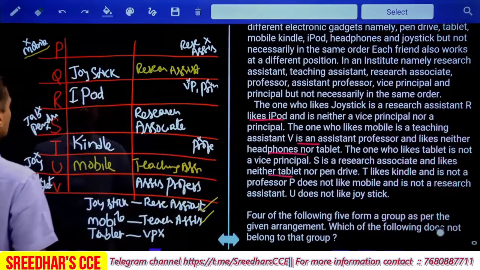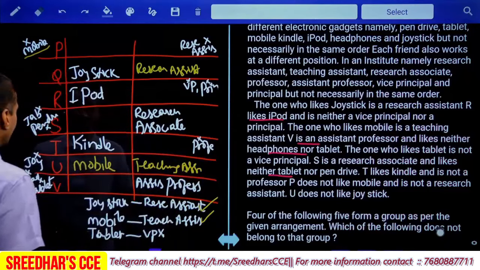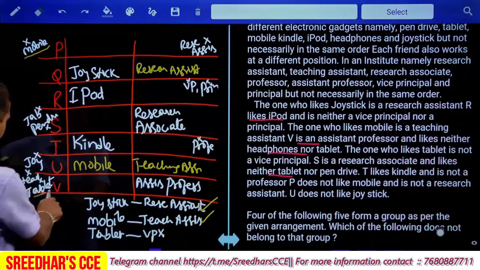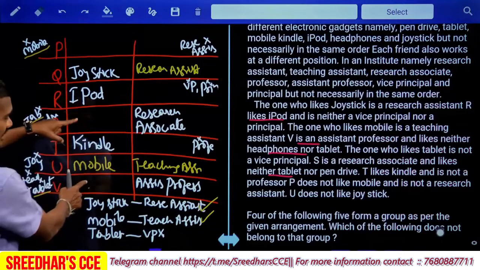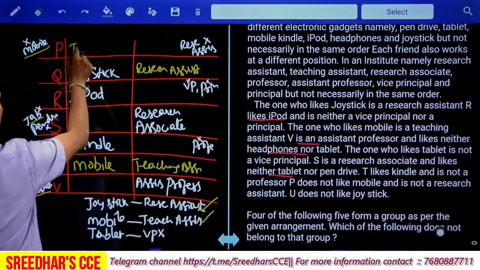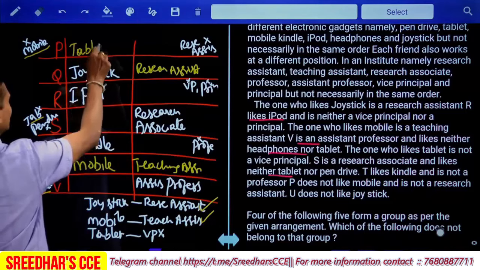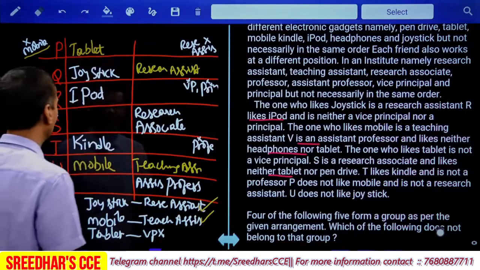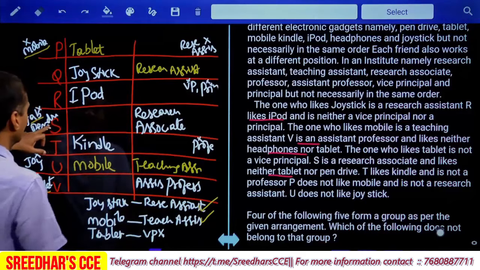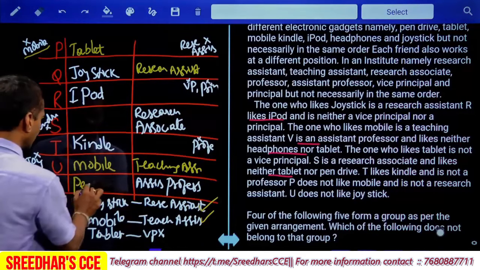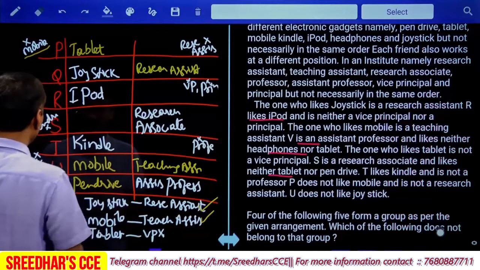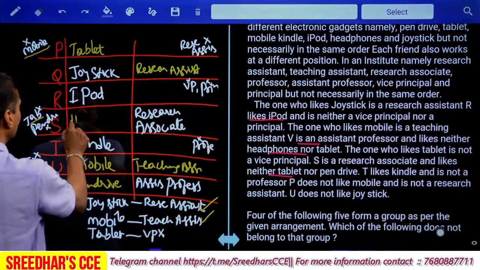Then next one. Joystick, iPod, Kindle, mobile. Then what are the other things left over here? Tablet and pen drive. Now tablet cannot be here. Tablet cannot be in these two places, cannot be in the remaining four as well. And so what is the only possibility we have? Now this P must like tablet. P likes tablet. Then now pen drive. This S does not like pen drive here. Hence pen drive must be here, isn't it? Pen drive. If it is pen drive, then what else is left over here? Headphone. And this person must like headphone.